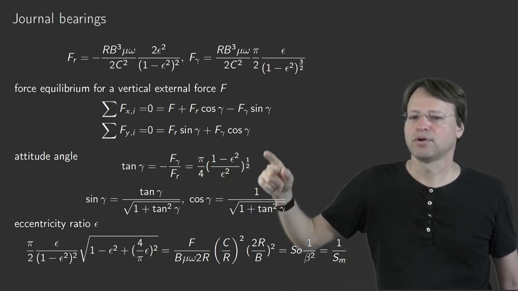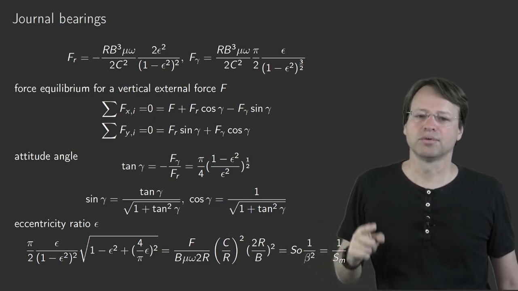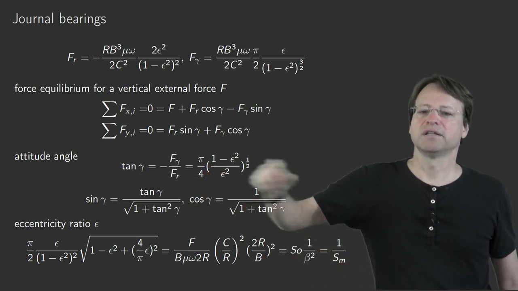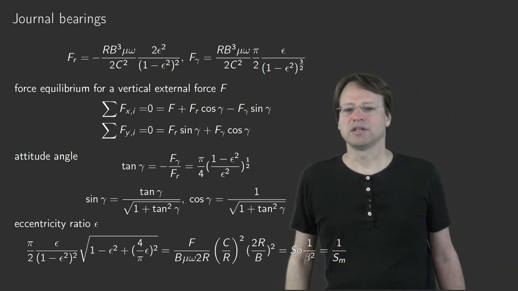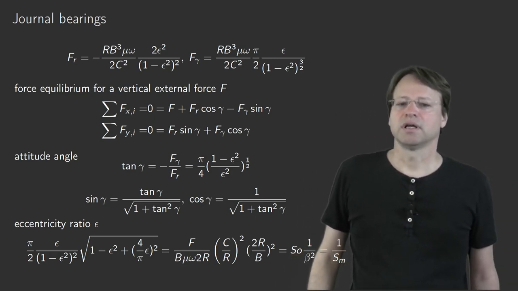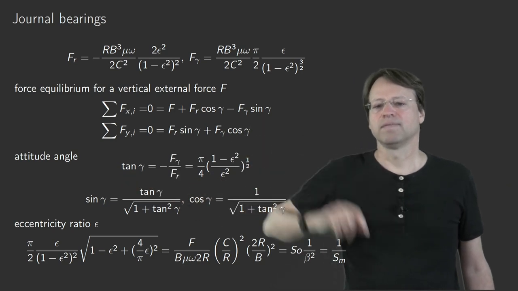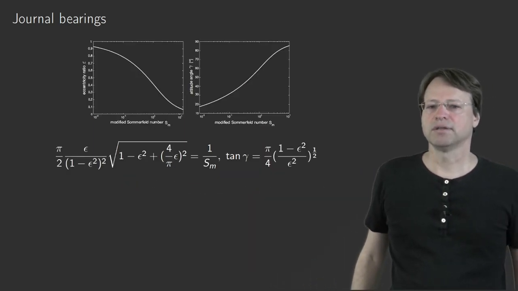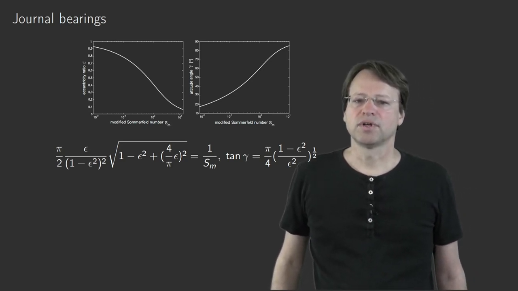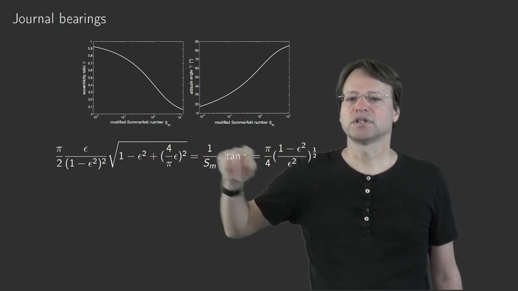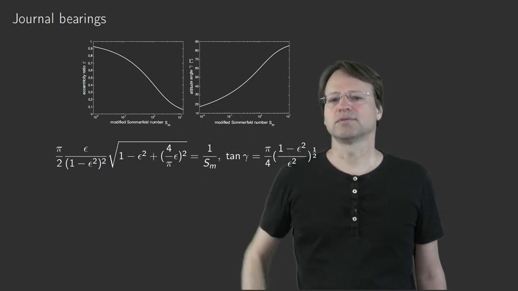So then we use that formula and this formula to compute the modified Sommerfeld number and the angle gamma. And then we obtain figures relating epsilon to SM and also relating tangent of gamma to SM. And this is shown on that figure here. So you will find the modified Sommerfeld number and you will find the eccentricity ratio.